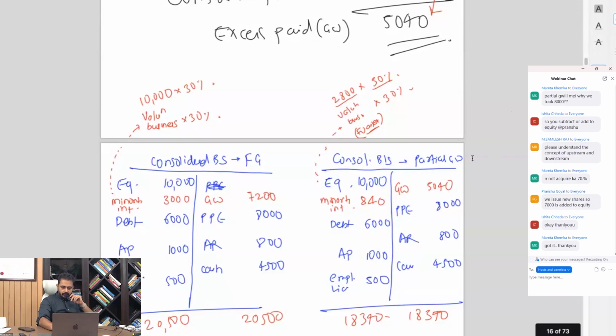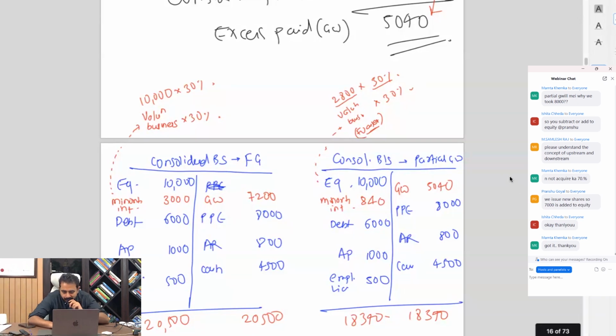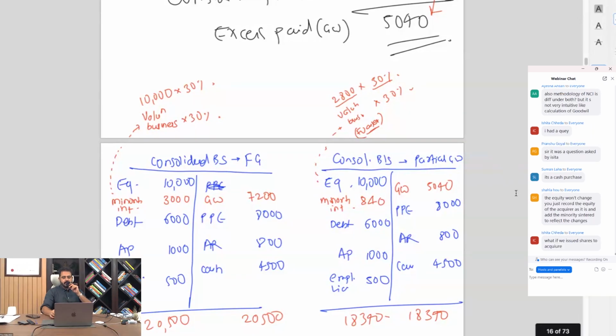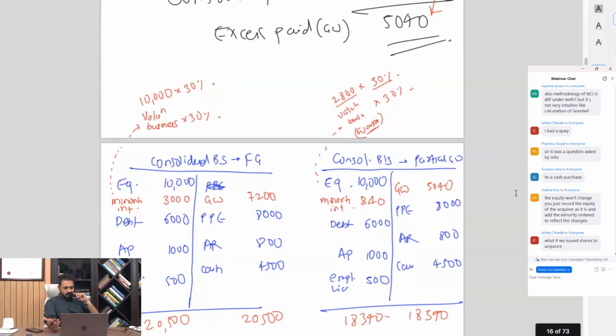We issue new shares, 7,000 is added to equity. What if we issued shares to acquire? Yeah, so what if, okay, I think I remember now. What if your acquisition is not a cash acquisition? What if your acquisition is through issuance of shares? What changes? Nothing changes. You just don't deduct the cash. Instead, you increase the equity. The effect is the same. Cash will remain the same, but equity will increase by whatever amount of shares you've issued. That's it. Otherwise, the accounting will still be the same.